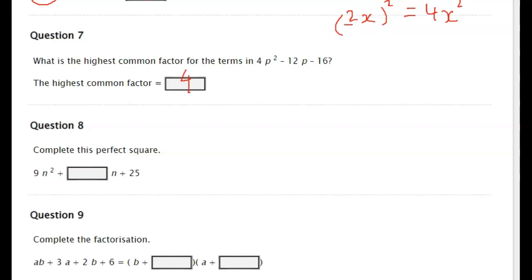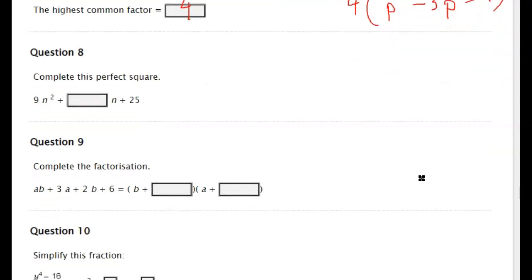And then let's look at the p squared. So this has both p or a p squared, but you can see we've got a p here, but no p on the constant term. So your highest common factor is 4. Now I'll just explain why they've done that. It's because you would then take 4 out as a common factor and you're left with p squared minus 3p minus 4. And then you would factorize what we've got in the bracket. So that's why it's asking what the highest common factor is there.